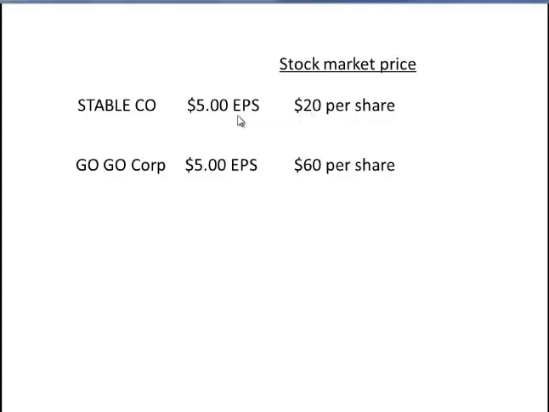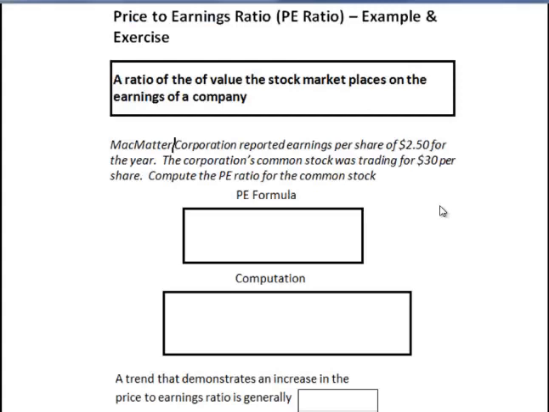So let's do that for stable company. If we take $20 per share and divide it by $5 EPS, what that means is we are paying 4 times the earnings per share for stable company. In the case of Go-Go Company, we are paying 12 times the earnings per share. So you can see that the market is valuing Go-Go at 3 times the amount that they're valuing stable company at. So that's the process that we're going to use for our price to earnings calculation.